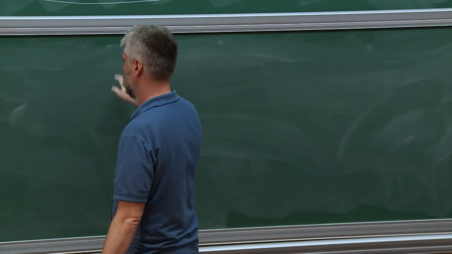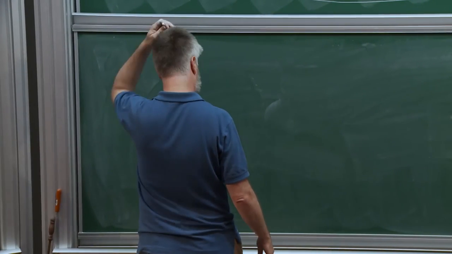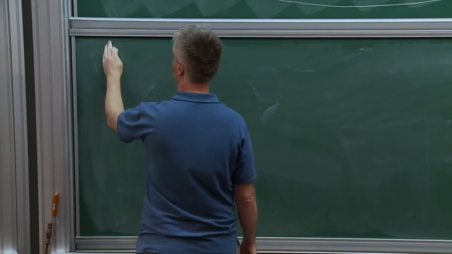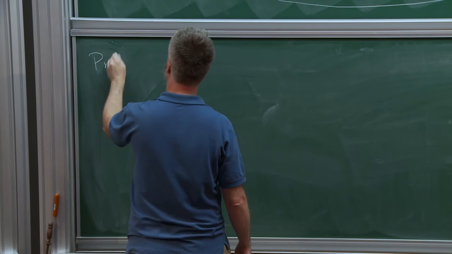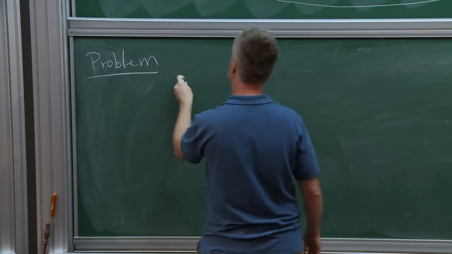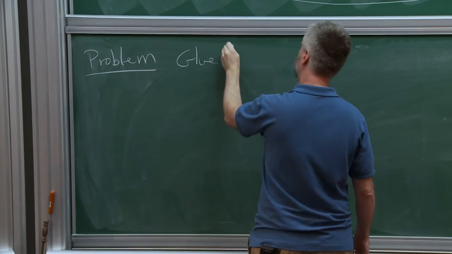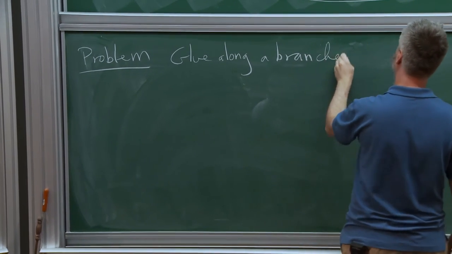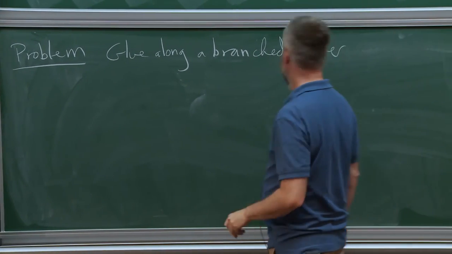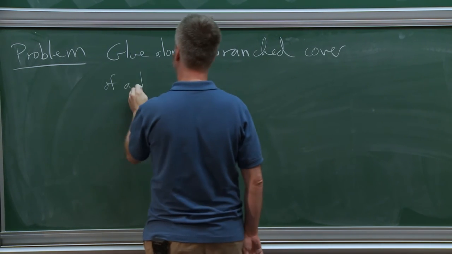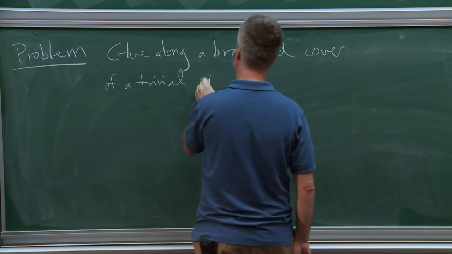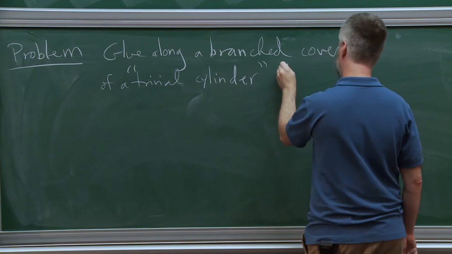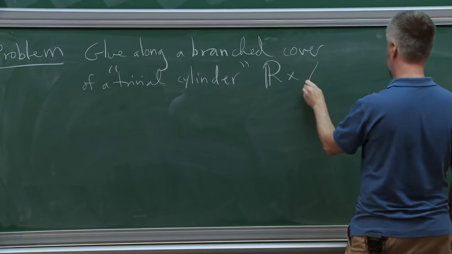Okay, so here's the problem we've got. The problem is to glue along a branched cover of a trivial cylinder. So trivial cylinder means R cross a Reeb orbit.